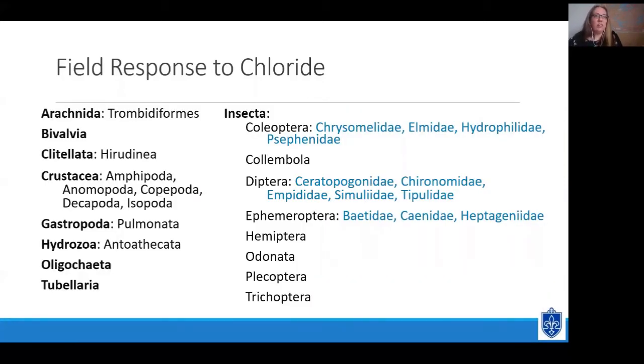So this is just a listing of the various taxa that were identified from samples in the study. Classes are shown in bold, orders are shown in dark unbolded text, and families are listed in blue. And identification, as I mentioned, was done under 8x magnification.